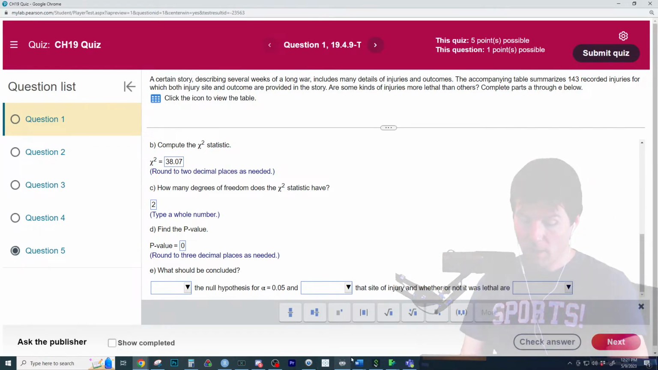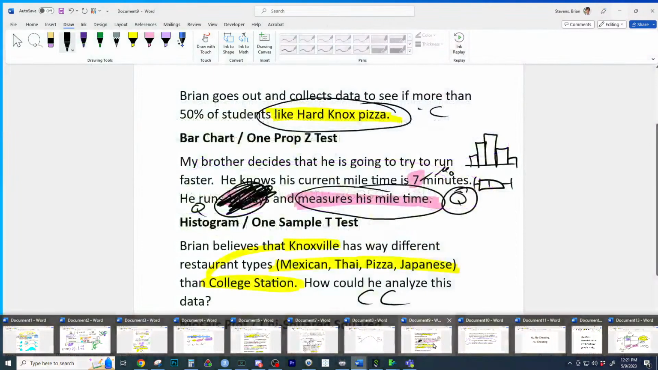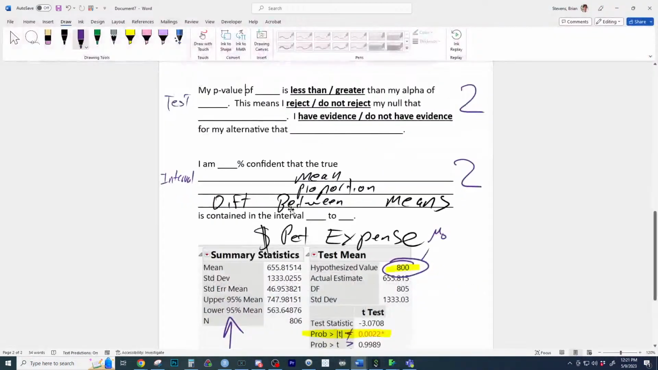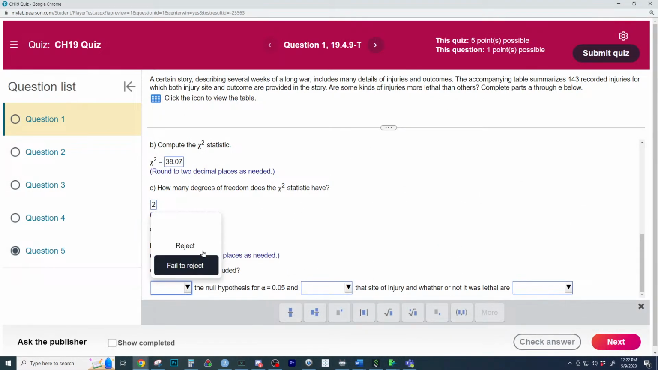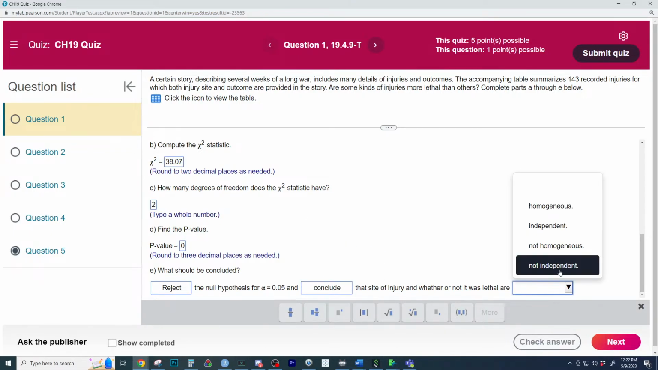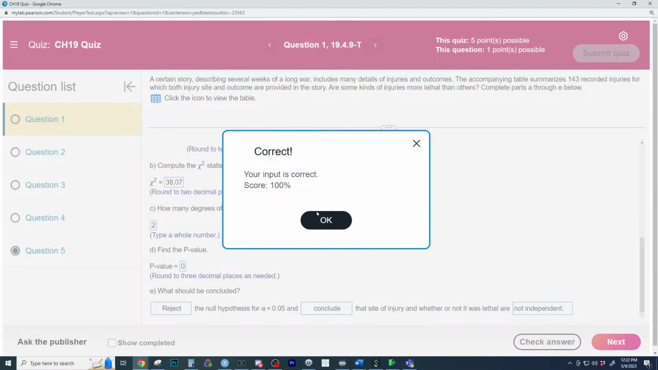So once again, we have to think about how we interpret this. And do remember, we have our interpretations written out right here, where my p-value of 0 is less than my alpha of 0.05. This means I reject the null that the two things are independent. Site of injury and outcome of injury are independent. I have evidence for my alternative that they are not independent. So I reject the null at the 0.05 level of alpha with a p-value of 0 and conclude that they are not independent. So we should have it all right there.